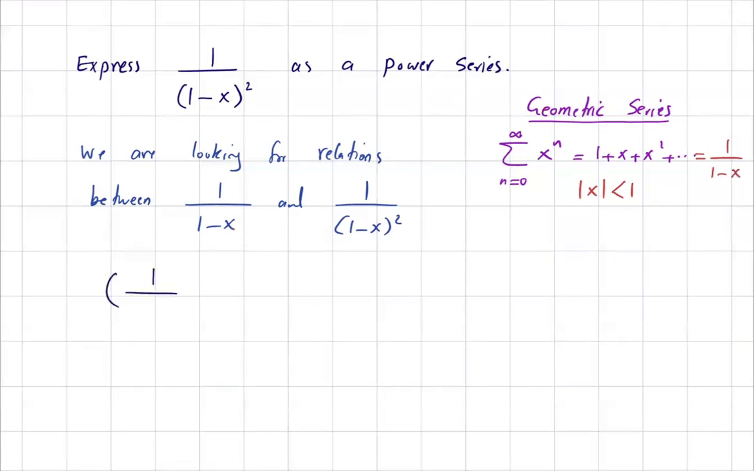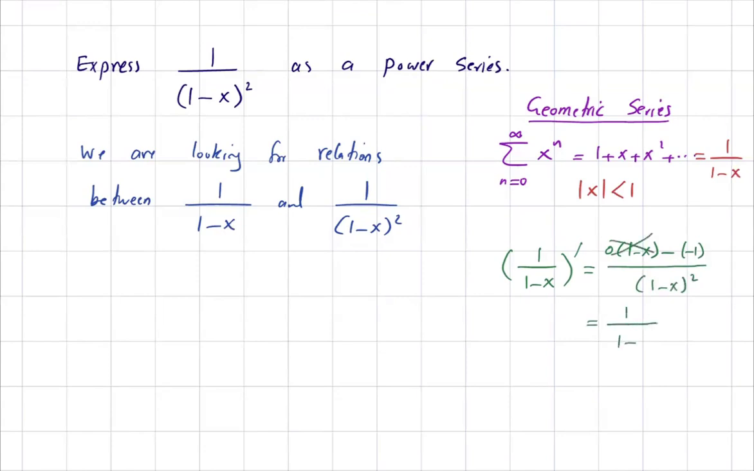What is the derivative of 1 divided by 1 minus x? The derivative of 1 divided by 1 minus x, by quotient rule, is equal to 0 times 1 minus x, minus the derivative of 1 minus x, which is negative 1, divided by 1 minus x to the second power. So the derivative is equal to 1 over 1 minus x squared. So if I take the derivative of the geometric series function, it gives me this new function, 1 over 1 minus x to the second power.